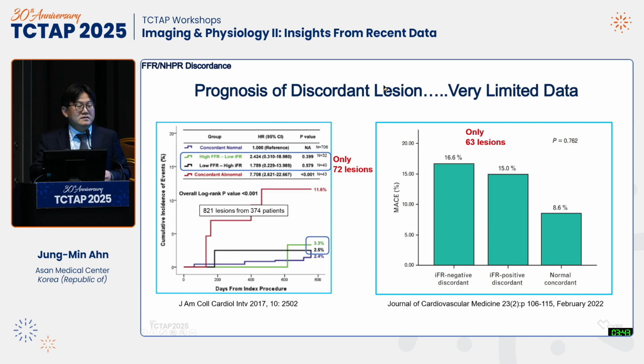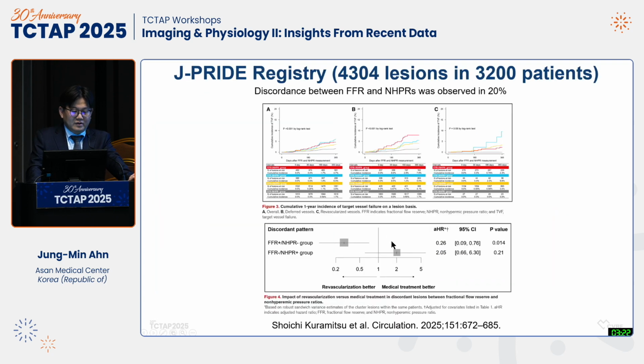Then what is the prognosis? So far, very limited data. The only two datasets I found had discordant lesions of only 72 and 63, so very limited statistical power. There is no statistical difference between FFR-positive discordant and non-hyperemic ratio positive discordant. Recently, the J-PRIDE registry enrolled 4,000 lesions in 3,000 patients.